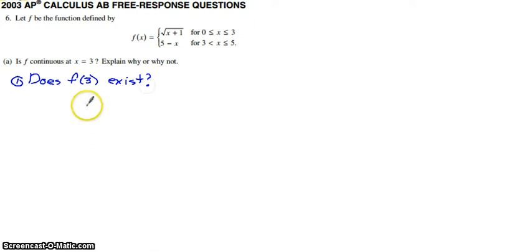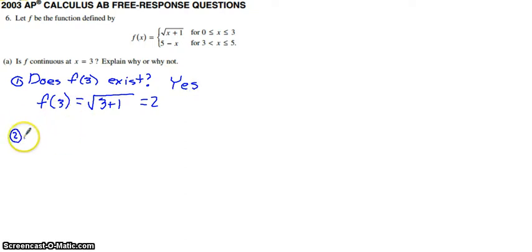So if we're trying to find f of 3, look at these intervals. The value of 3 is included on this interval. So finding f of 3 amounts to taking the root function, since that's the definition of this function that includes that x value, and evaluating, and what I end up with is square root of 4, which is 2. So does f of 3 exist? Yeah, of course it's 2. So yes, we are good to go there.